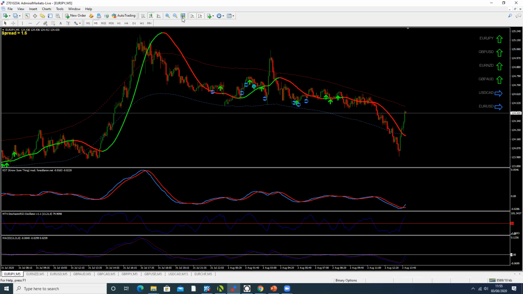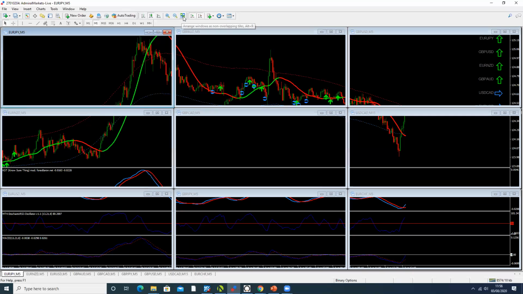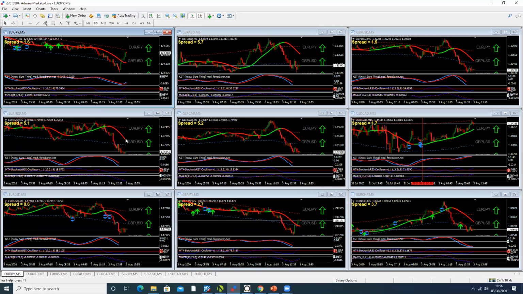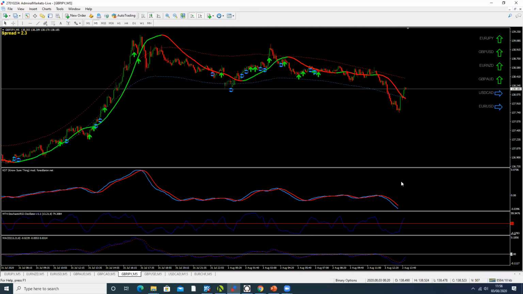But then we go back to this, right? Arrange windows as non-overlapping, okay? Arrange windows non-overlapping, that's what we'll click on. And we'll be able to see which potential trades we can see. Okay, look at this GBP Jappy here. Okay, right? Remember I said we've got to refresh. This is the only thing I don't like with the no sure thing. Okay, there we go. We can see that crossover. We can see that crossover.